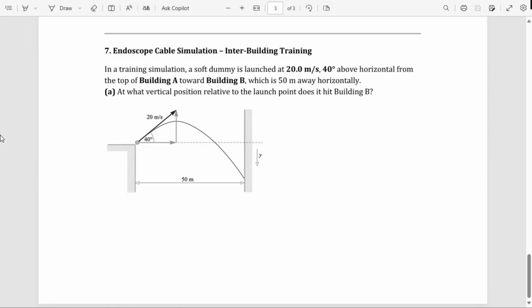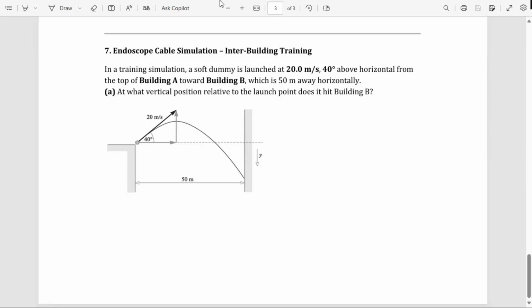So this is a very interesting question. There's a dummy which is traveling between two buildings. We have building A on the left here, and building B on the right here. And they've given us the horizontal distance between these two buildings, 50 meters. They've given us the initial velocity and the launch angle.